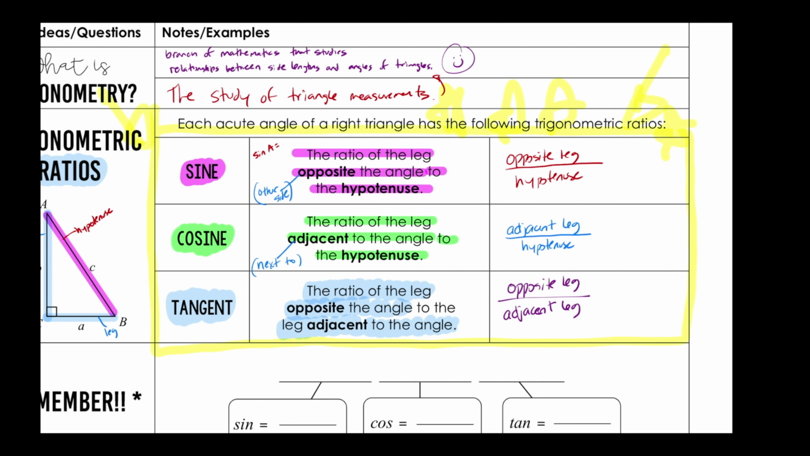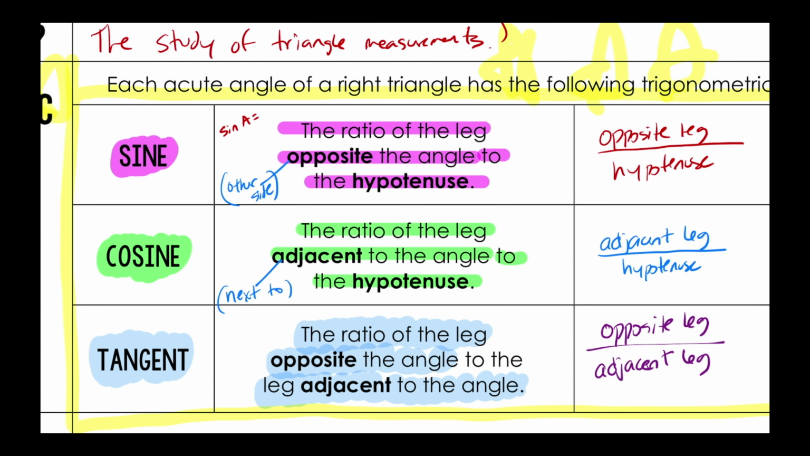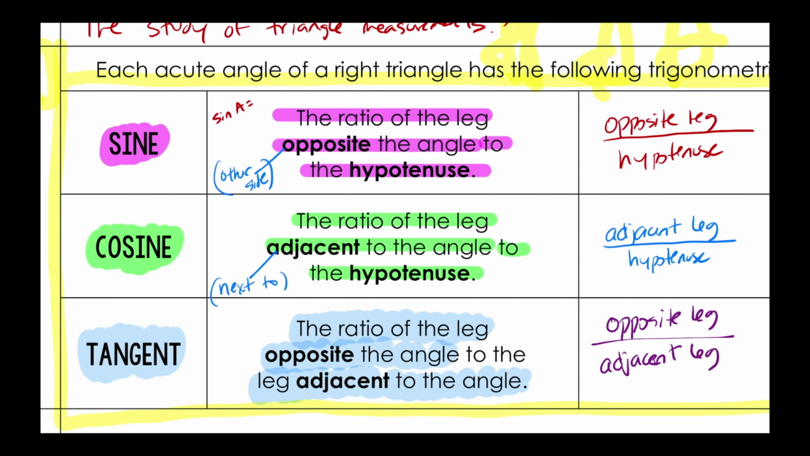When I'm finding the sine of an angle, I'm finding the ratio, a fraction, of the opposite leg to that angle and then the hypotenuse. When I'm finding cosine of an angle, I'm finding the length of the adjacent leg over the hypotenuse. And when I'm finding the tangent of an angle, I'm just finding the ratio of the opposite leg over the adjacent leg. Sine, opposite over hypotenuse. Cosine, adjacent over hypotenuse. Tangent, opposite over adjacent. So this is what you need to know. I'll leave this up here for a second for you to copy.